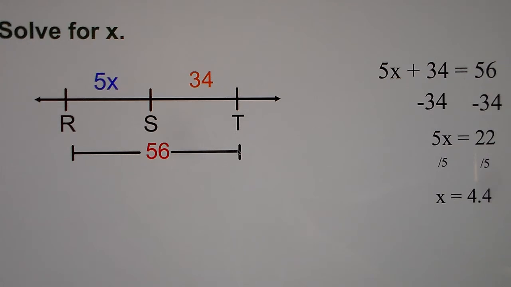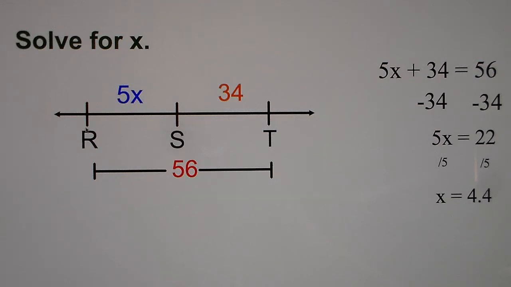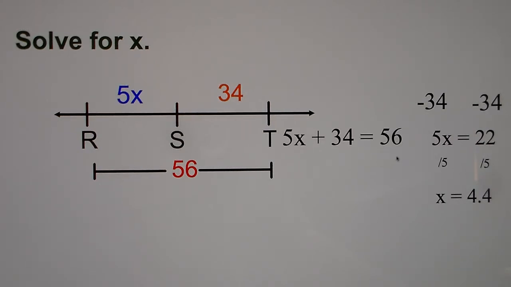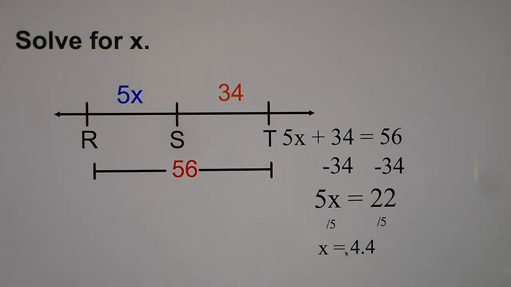So I think we got one more of these. So we got a problem like this: 5x, 34, and 56. Same procedure. This blue length 5x, or the length R to S, plus the length of S to T, is equal to R to T. So 5x plus 34 is equal to 56. So we write that equation down. We then subtract 34 from both sides, and we get 5x equals 22. We then divide by 5 to both sides, and we get x equals 4.4. So don't be shocked if you get decimals once in a while. That is okay.